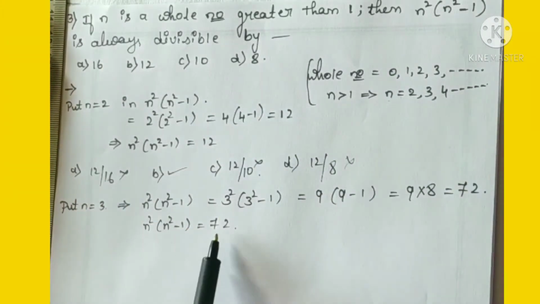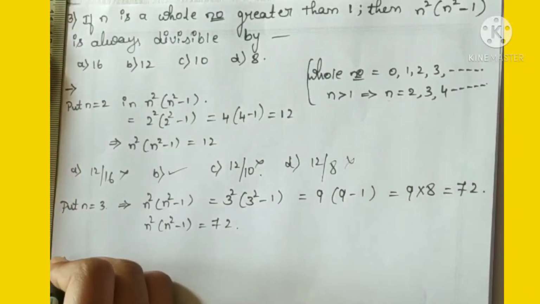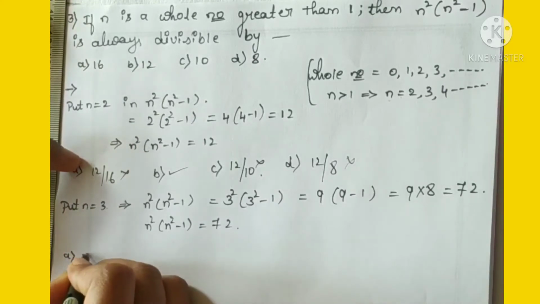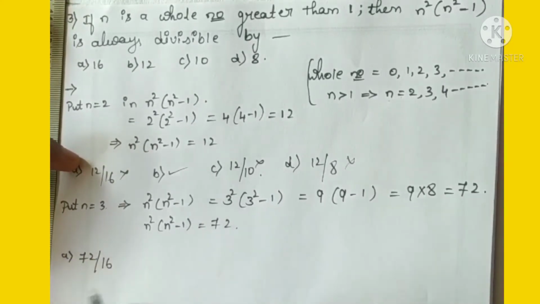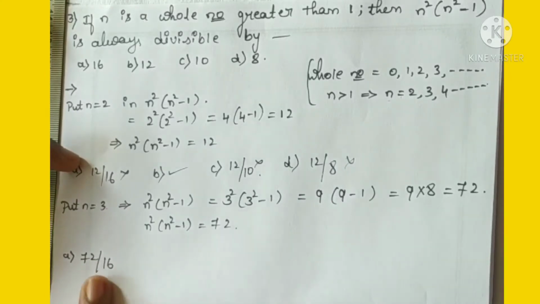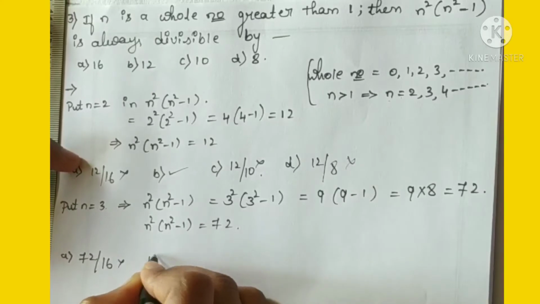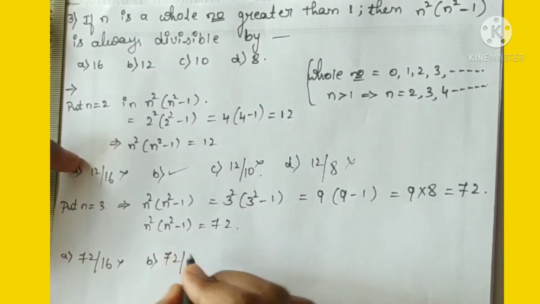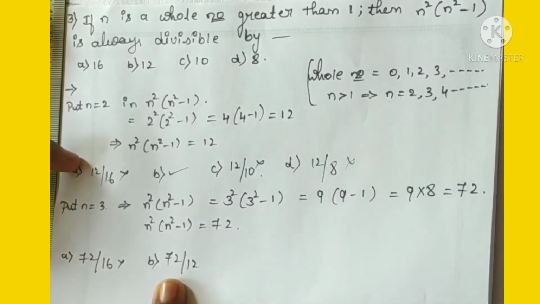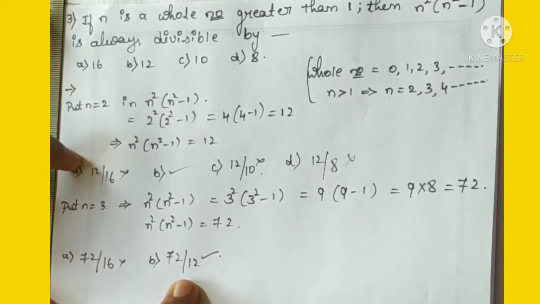Now they ask that n square into n square minus 1 is always divisible by. It means 72 is always divisible by. For this I will go through the options, that is option number A. 72 is divisible by 16? No, it is not exactly divisible, so it is not correct option. Then option B. 72 is divisible by 12. Yes, it is divisible. 12 sixes are 72. So 12 satisfies here.